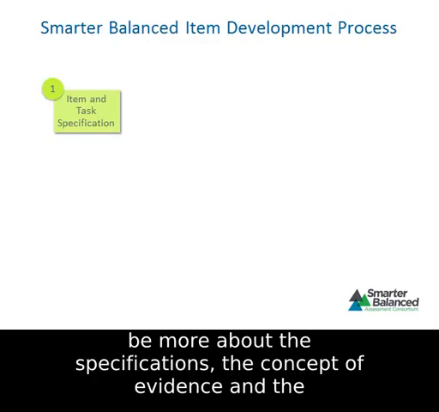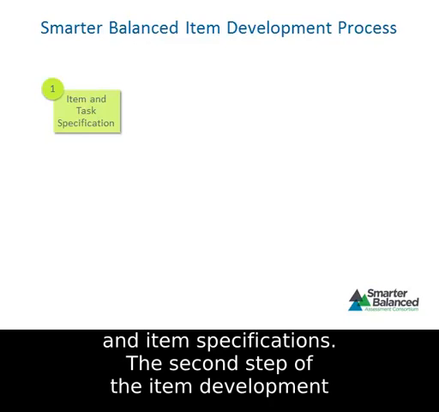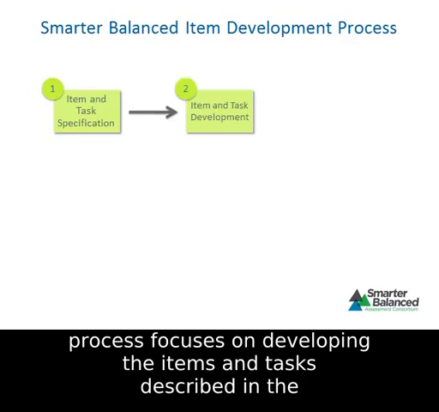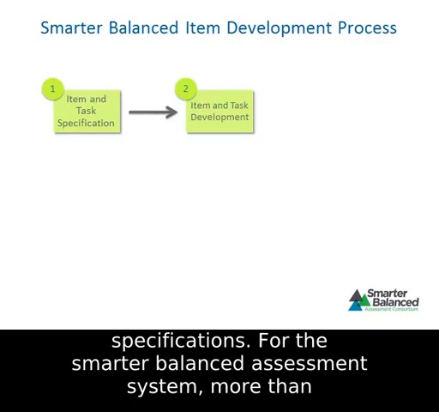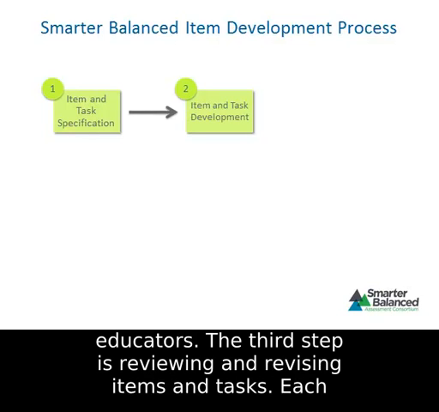There will be more about the specifications, the concept of evidence, and the descriptions of items and tasks in the module that focuses on content and item specifications. The second step of the item development process focuses on developing the items and tasks described in the specifications. For the Smarter Balanced Assessment System, more than 40,000 items and performance tasks will be developed, many by educators.